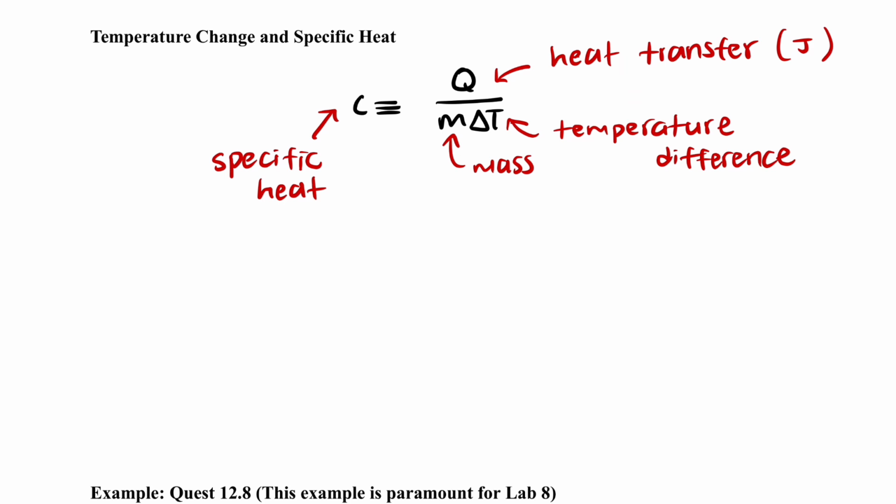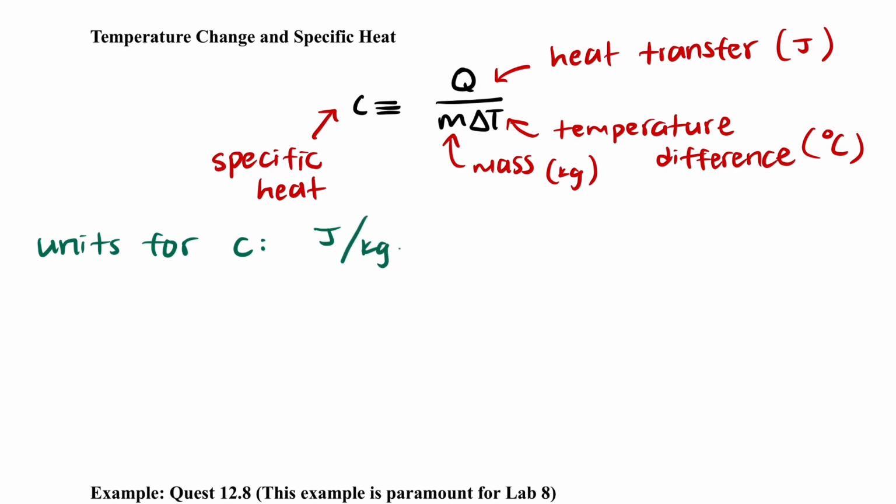The mass, we know mass is in kilograms. And temperature difference in this case will be in degrees Celsius, although we could use Kelvin as well. We're going to use degrees Celsius. That tells me that the units for specific heat, SI units, is going to be the joule over kilogram times degrees Celsius. Again, this is specific for different substances.